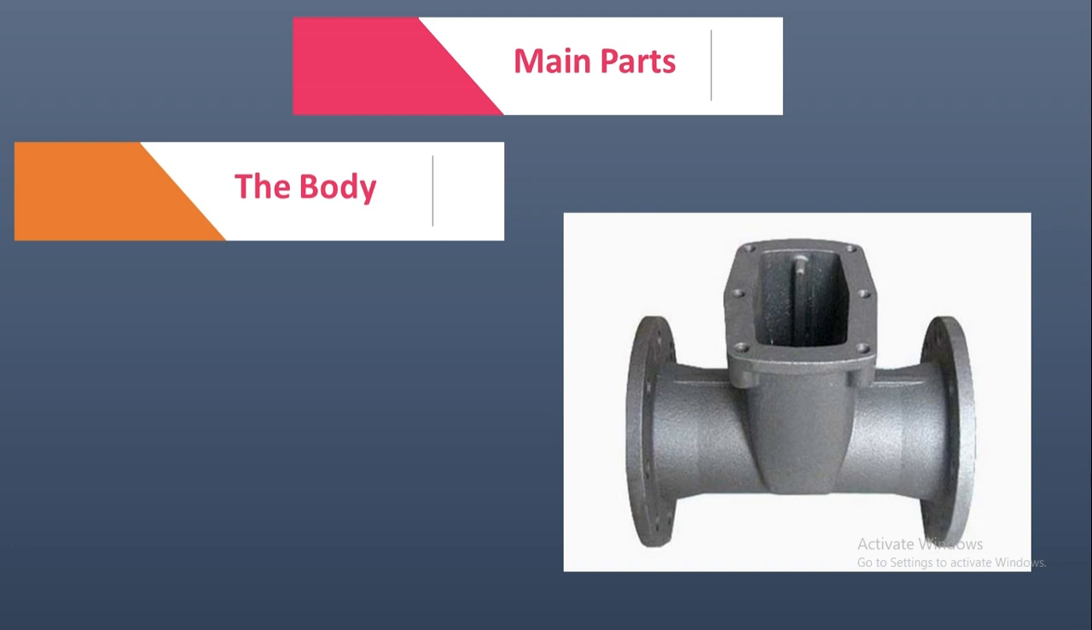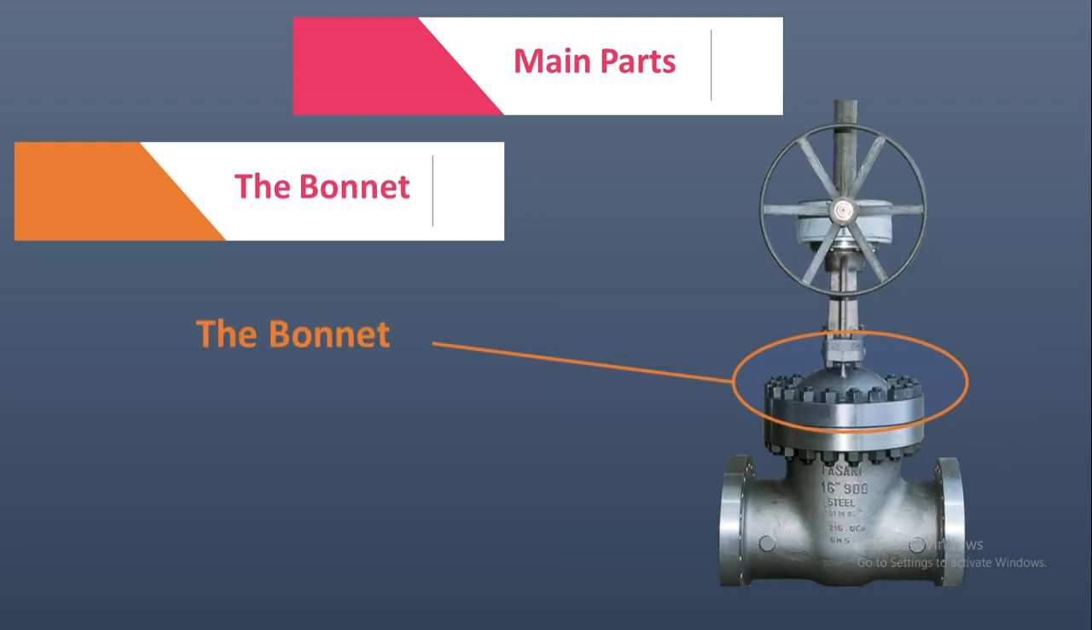Number 1 is the body. The body is the primary pressure boundary of a valve. It serves as the principal element of a valve assembly because it is the framework that holds everything together. Number 2 is the bonnet. The bonnet is the valve body closure component that contains an opening for the stem.